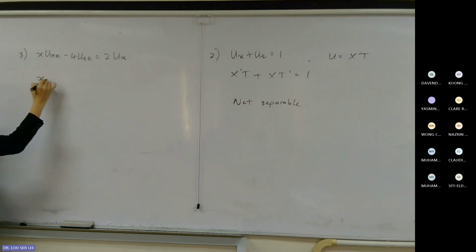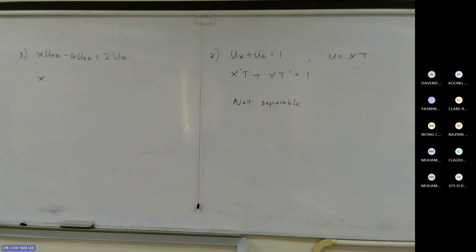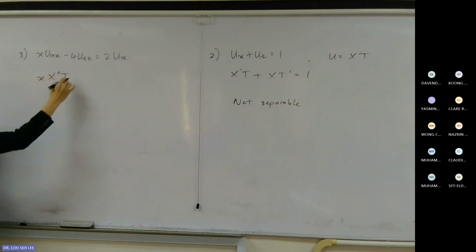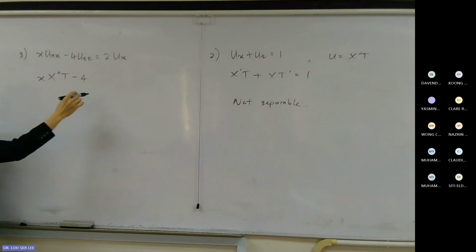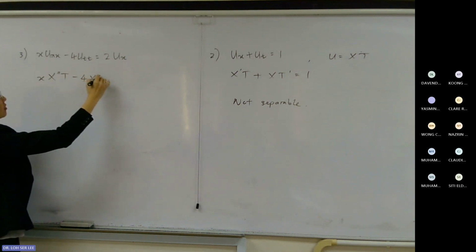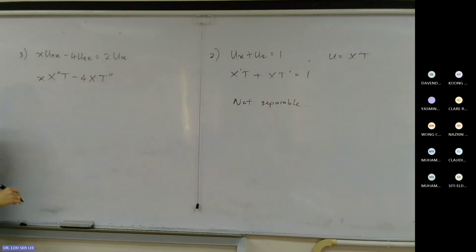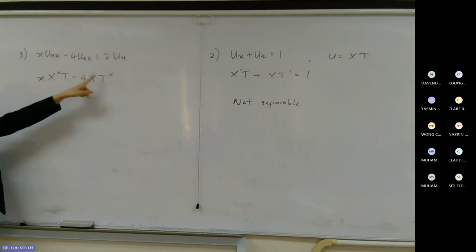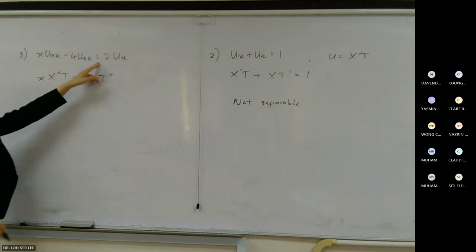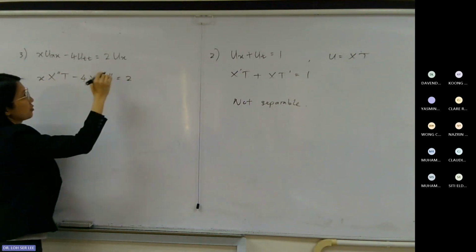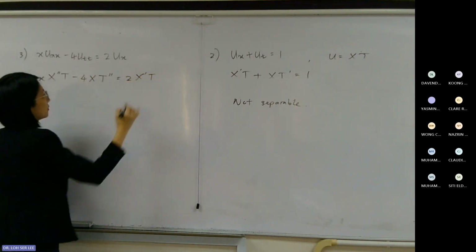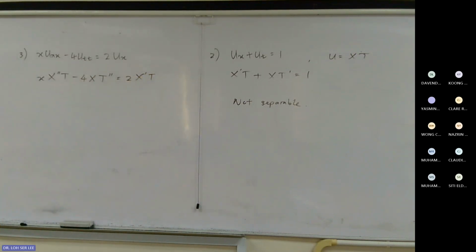Okay. So what is your uxx? X double prime t. UTT, X T double prime. Double prime on the T. Okay, this one double prime on the X. Your U is XT. Okay, equals to 2. Your UX is X prime T.